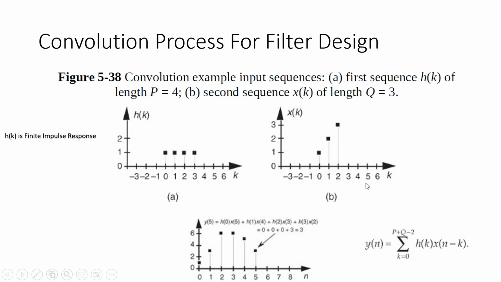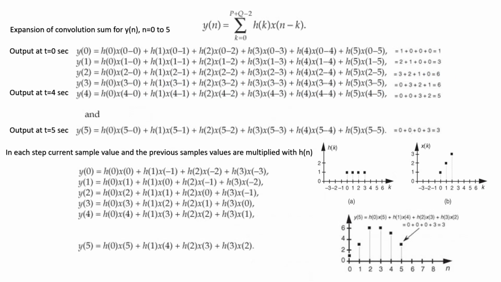So when we are here in time, we have to take all the previous 4 samples, as the length of h of k is 4, including this current sample, and then multiply them with h of k, and then we will get the output y5 after 5 seconds, for example, if this interval is 1 second. This is shown also here.